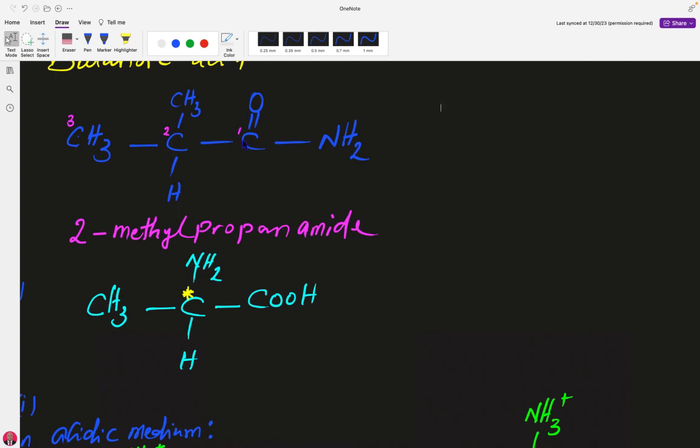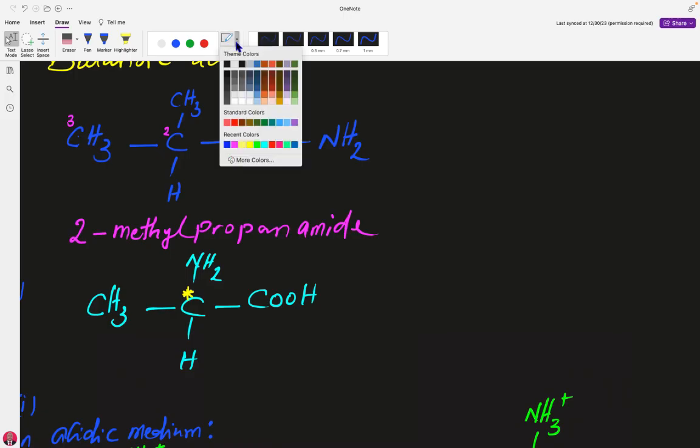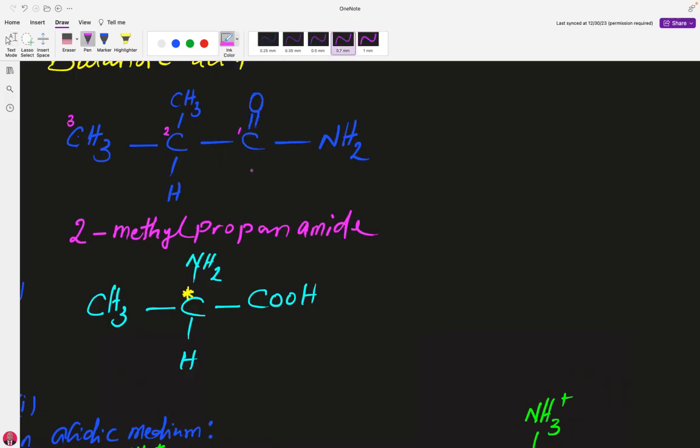This is the first position of carbon. This is the second position of carbon. And this is the third position of carbon. And there is a methyl group here on the second carbon.